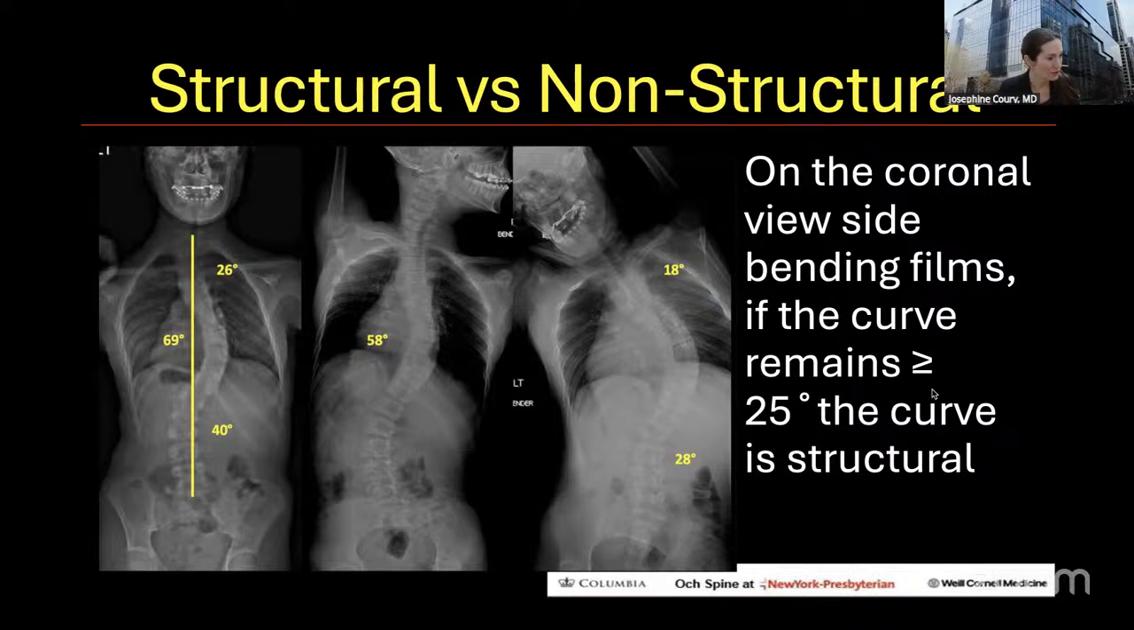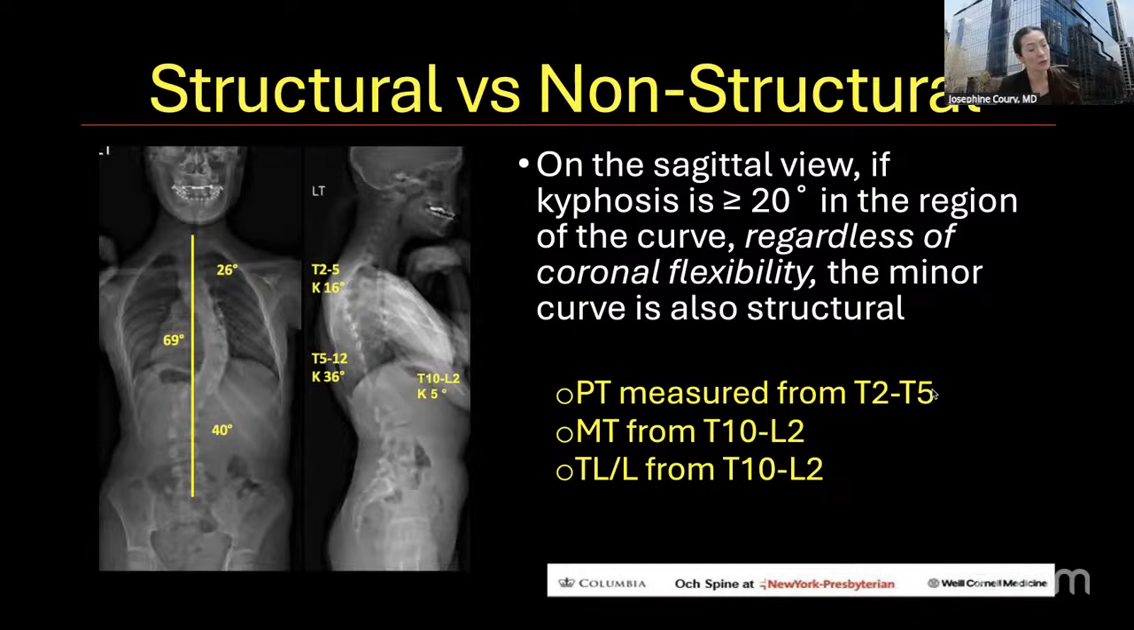Their main major curve is their thoracic curve, which is 58 degrees. Their proximal thoracic has bent down to about 18, and then their lumbar has bent down to 28. So anything that remains above 25 is considered structural. So clearly the lumbar curve is structural. However, it's not just the coronal plane x-rays that determine if a curve is structural in this classification system. And this is something that's also frequently overlooked. So on the sagittal view, if the kyphosis is above 20 degrees in the region of the curve, regardless of the coronal flexibility, the curve is also considered structural.